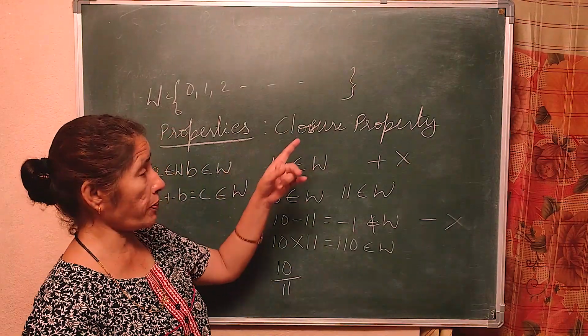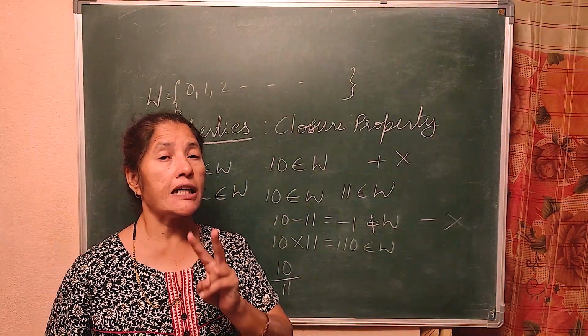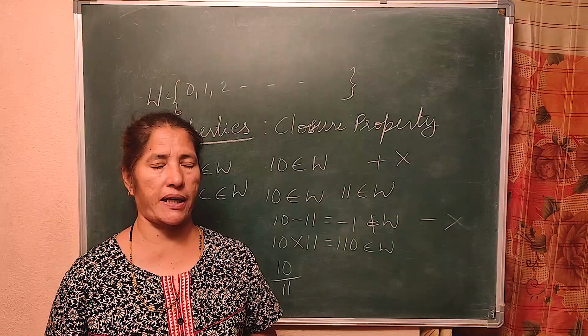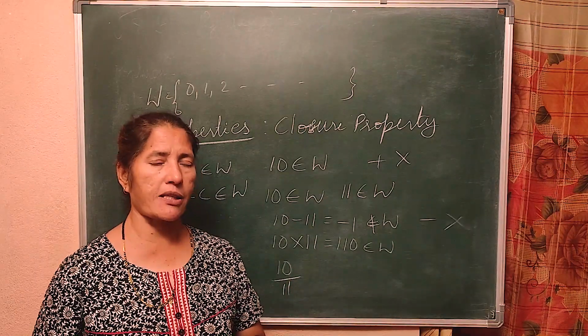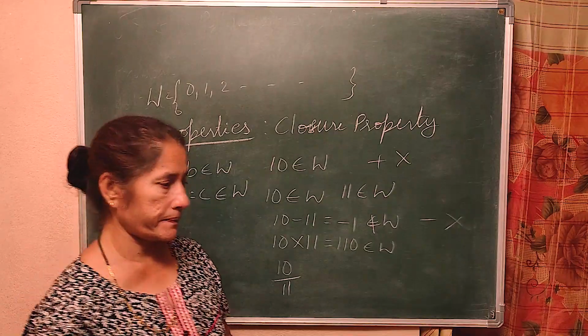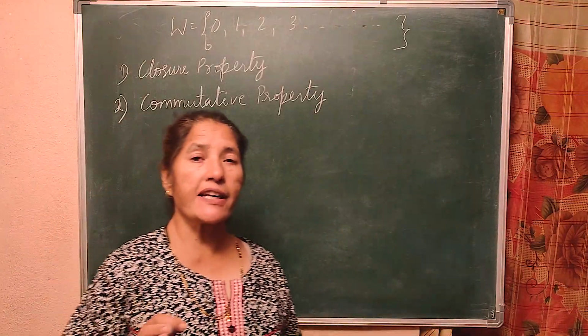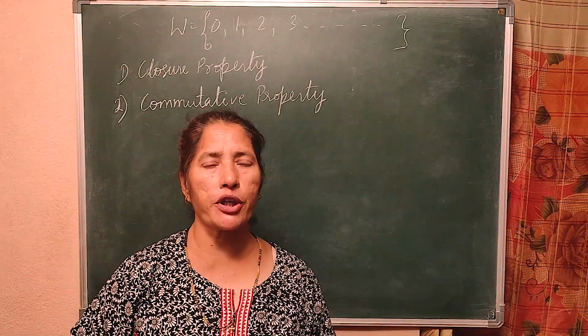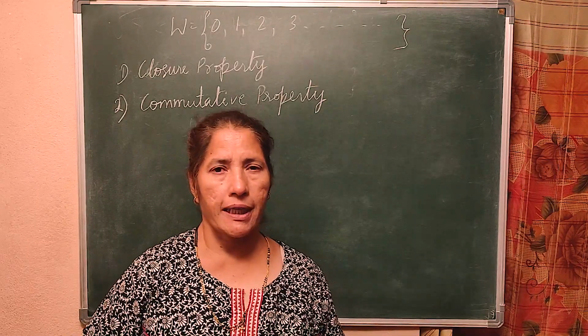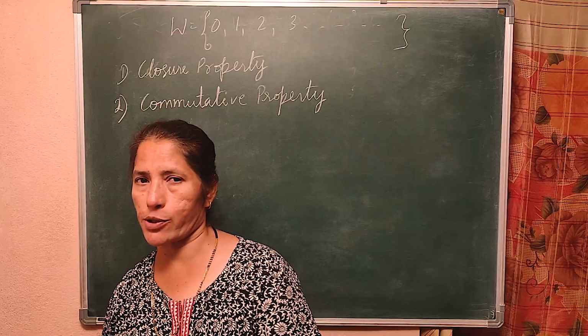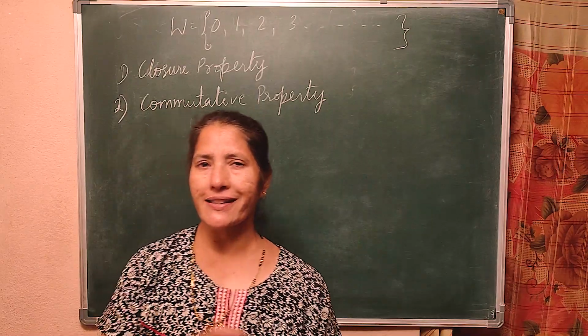Let me go to the next property. First one is closure property. Second one is commutative property. Let me explain what is commutative property. It is very simple. I and you sit together. I can sit first and you can sit next to me, or you can sit first and I can sit next to you.